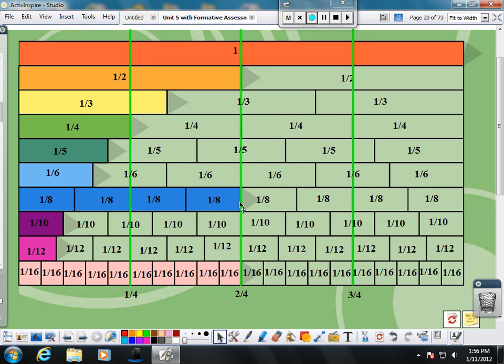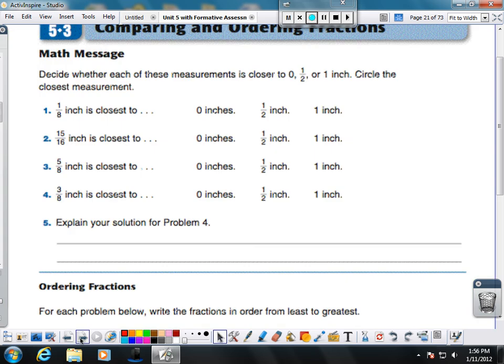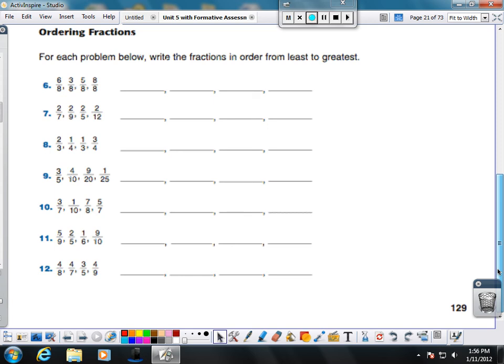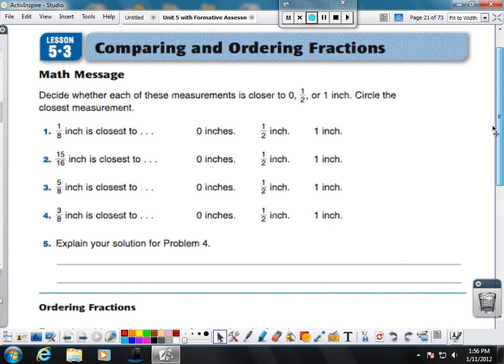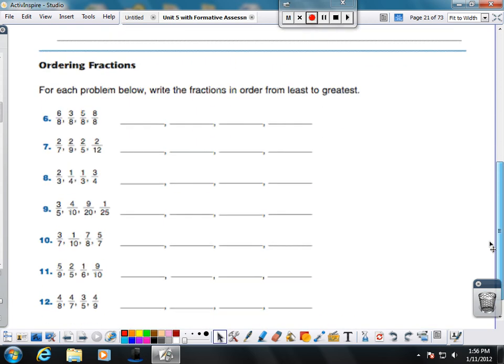So it's a really neat tool, a neat device for us to be using, which is exactly what you're going to do when you come into class tomorrow. So, speaking of, when you get into class tomorrow, you are going to have to get your journal. You're going to open up journal page 129. Do the math message. It's very, very quick. You should be able to do that pretty easily. Then we start with ordering fractions.